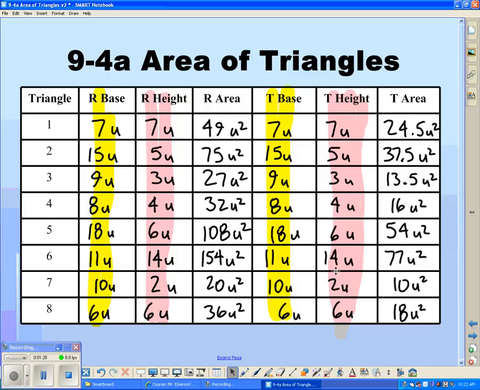So the next thing we're doing is looking for a connection between the base and height of the triangle and the area of the triangle. And again, the rectangle might help us think about what we might be looking for here. If you look at the rectangle areas and the triangle areas, you might be able to figure out a correlation between those, which might help you determine your formula for the area of a triangle.